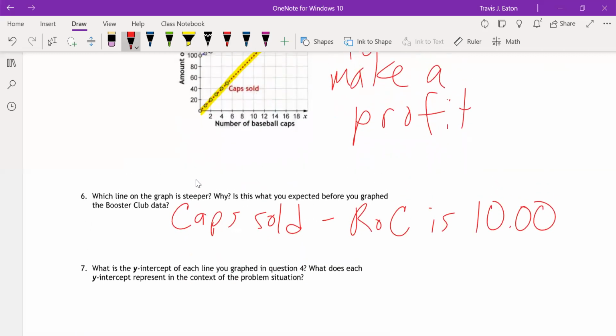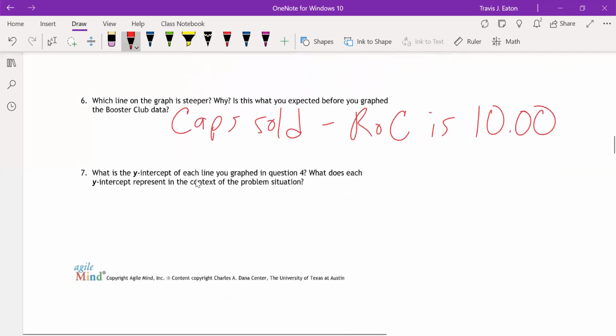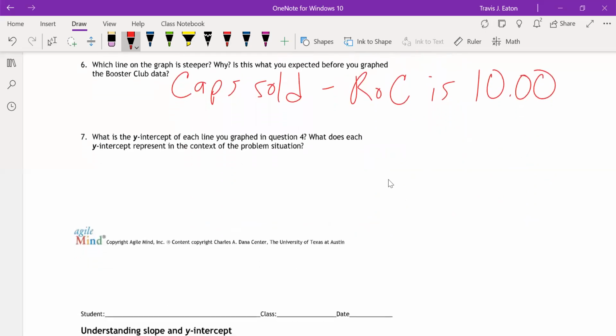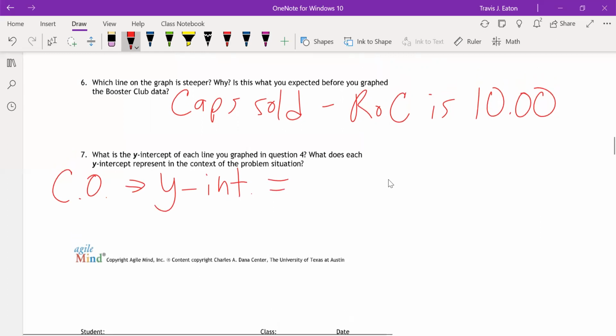All right, so looking at this, what is the y-intercept of each line that we graphed in question 4? So caps ordered. The y-intercept is how much? Where does it cross the y-axis? Anybody tell me in the chat, where does the caps ordered cross the y-axis?